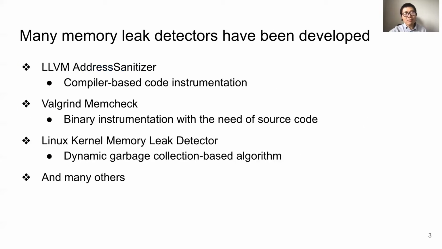To this end, many memory leak detectors have been developed. For example, AddressSanitizer can detect a broad range of memory safety errors, including memory leaks, by instrumenting program source code at compilation time. Another example is Memcheck, which is based on the binary instrumentation framework Valgrind, without the requirement of program source code. Besides, the Linux kernel has a memory leak detector, which uses a garbage collection-based algorithm to detect memory leaks. In addition to this detector, there are many other memory leak detection techniques and tools.